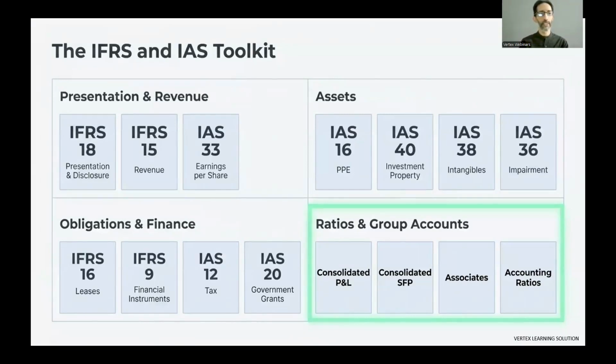You have the IFRS 18. This is the replacement of IAS 1. And now you have revised formats. They have introduced various categories in the statement of profit and loss. Okay, so we have explained this standard.